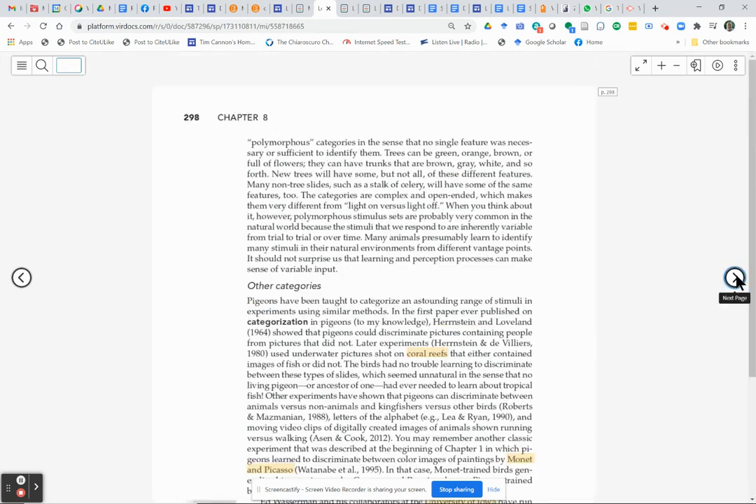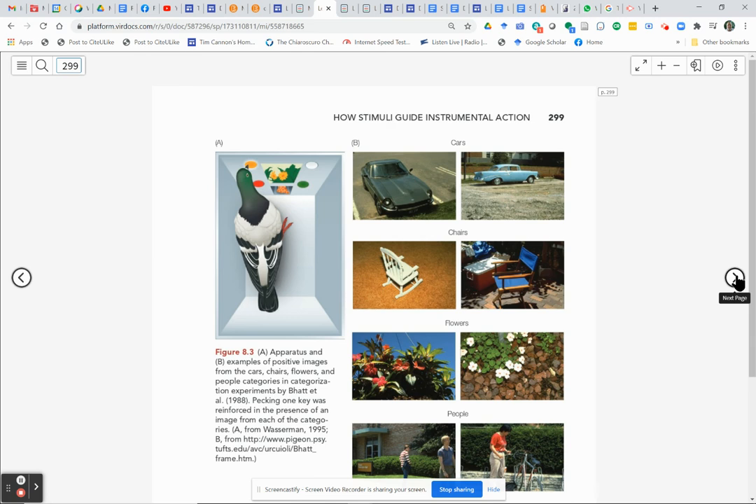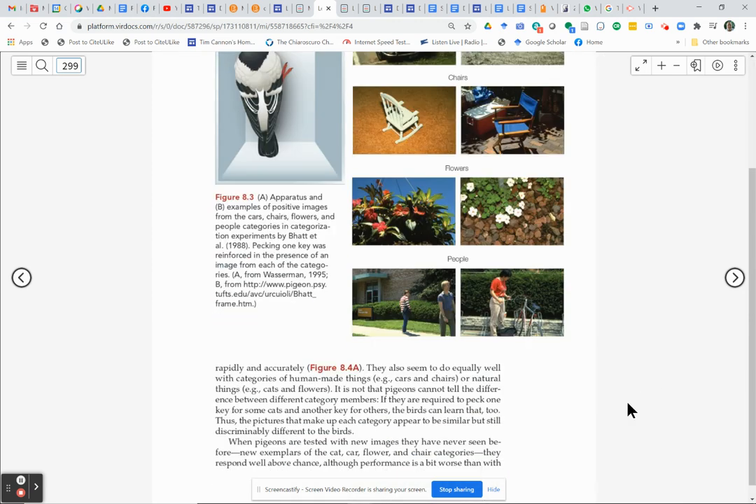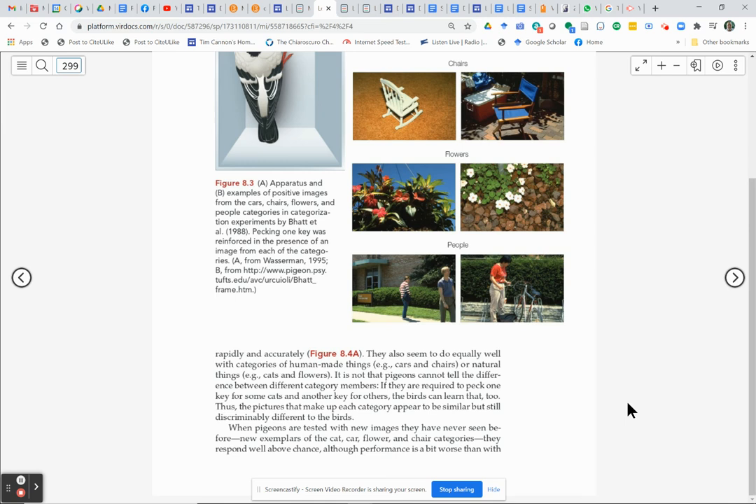And more pictures, more slides, depending on the year. So there's 88. They could have been using a computer, but they were probably using slides. And they had categories, and the pigeon had to peck the appropriate key for the appropriate category. And that's not Margaret, but those are humans. And cars and chairs and cats and flowers. Pigeons are quite clever.